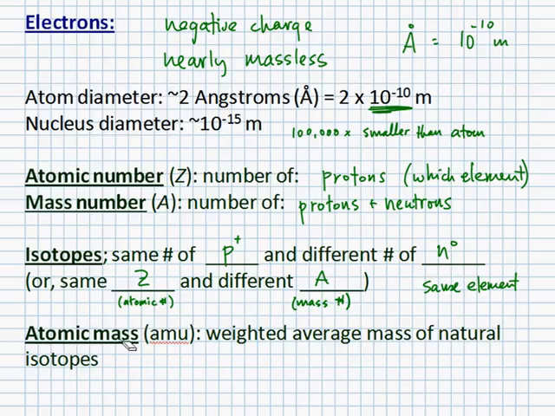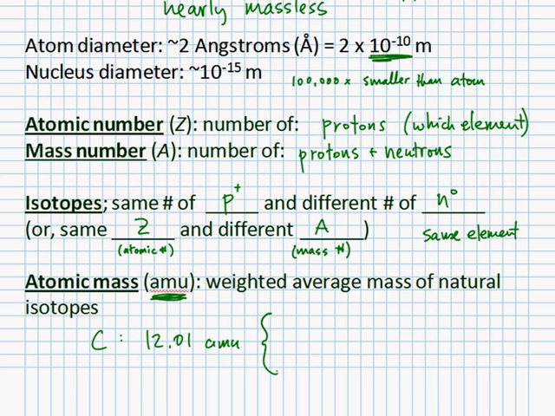So atomic mass, please don't confuse that with mass number. Atomic mass is an actual measurement measured with the mass spectrometer. It's the weighted average mass in atomic mass units, that's AMU, of any element's naturally occurring isotopes. So for carbon, its atomic mass is 12.01 AMU because carbon contains mostly carbon-12 with 6 protons and 6 neutrons. Right? The vast majority, over 99%.